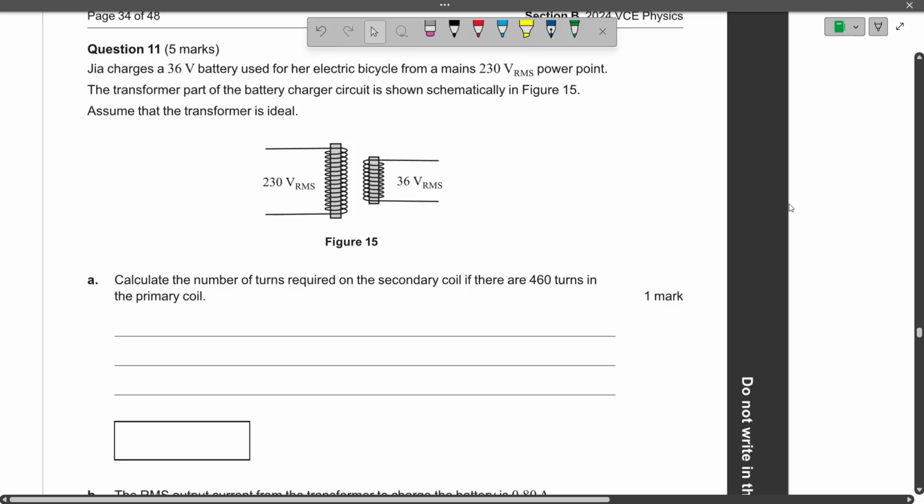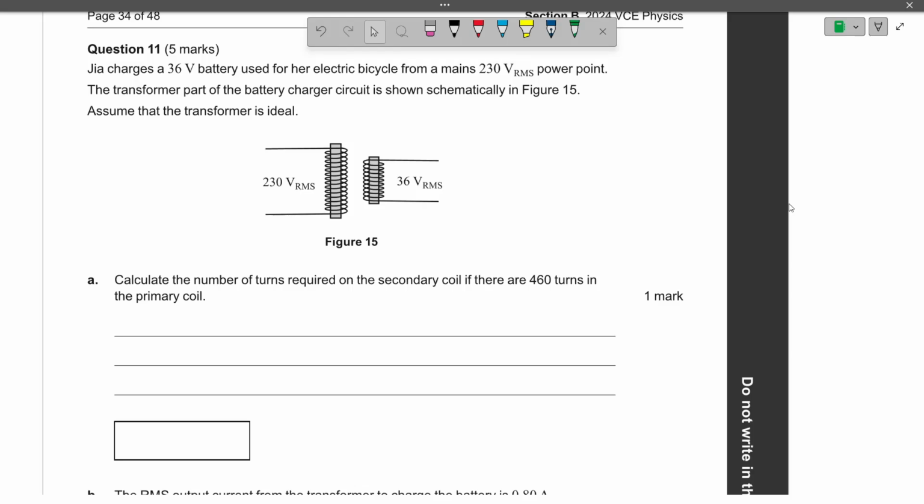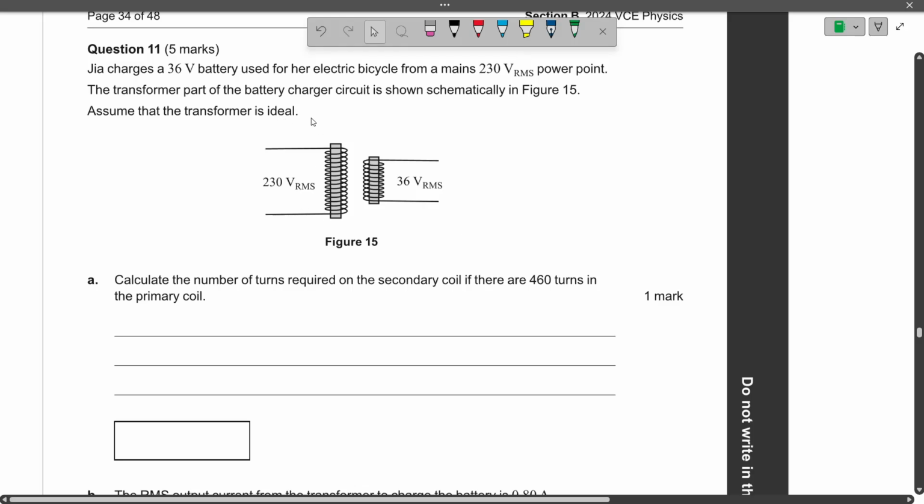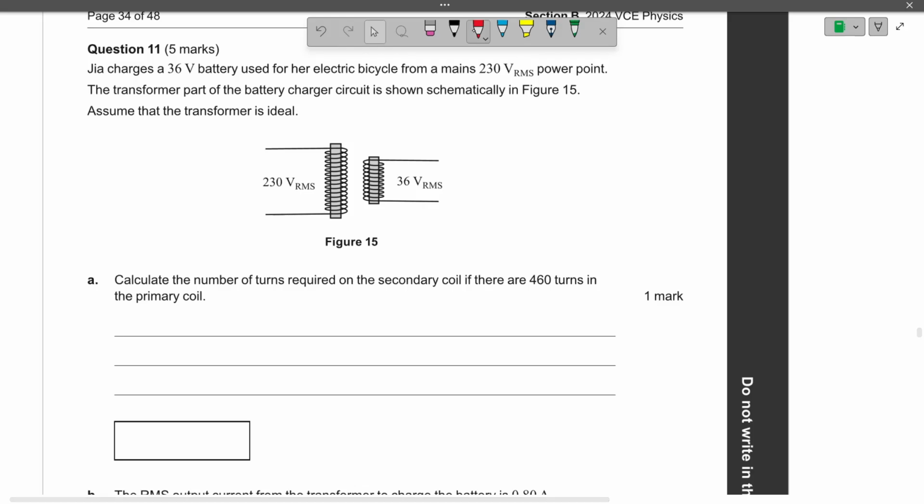Question 11. Gia charges a 36 volt battery used for her electric bicycle from a mains 230 volt RMS power point. The transformer part of the battery charger circuit is shown schematically in figure 15. Assume that the transformer is ideal. No power loss, no energy loss. Calculate the number of turns required on the secondary coil if there are 460 turns in the primary coil. 1 mark. This should be very easy, straight from the theory.